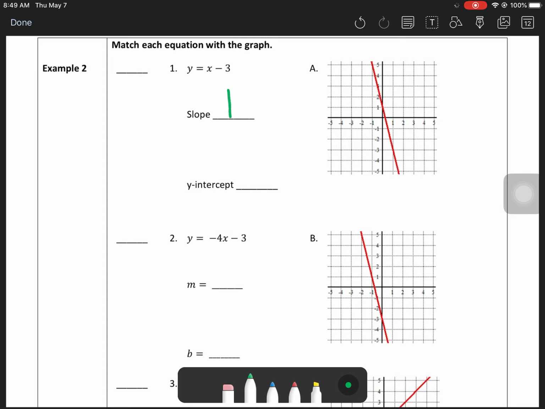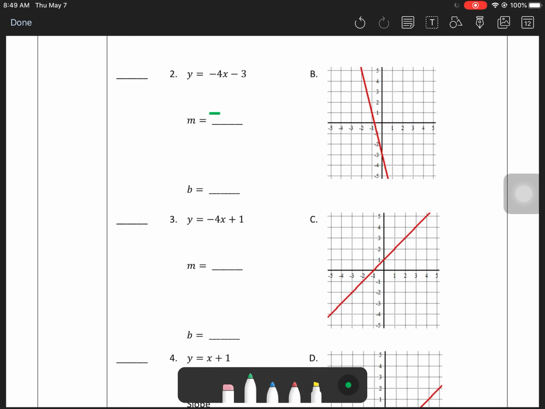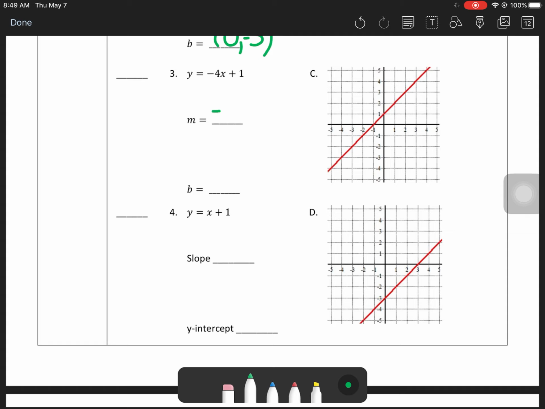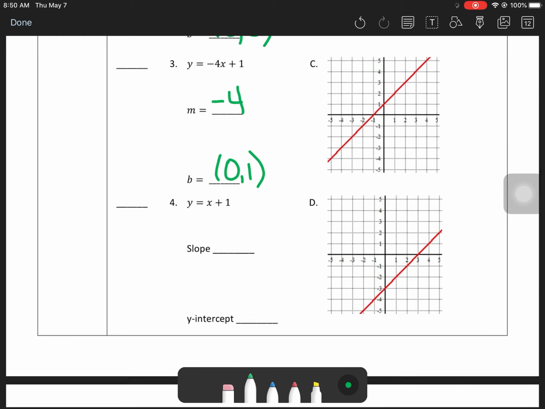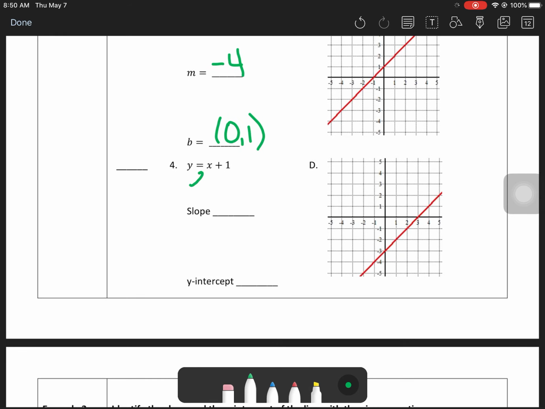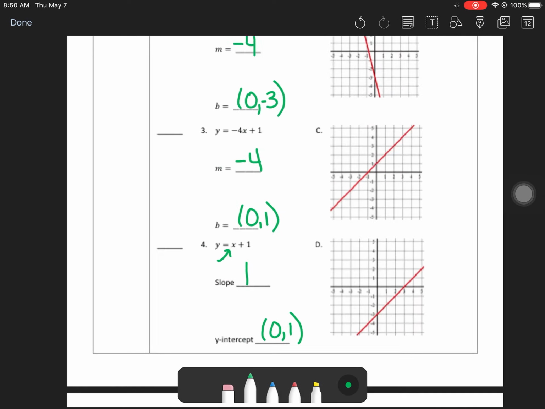Okay, so in our next example, we're going to find our slope on all of these. So our slope is 1, and our y-intercept is at -3. In our next example, our slope is -4, and our y-intercept is at -3. In our next example, our slope is -4, and our y-intercept is at 1. And in our last example, the number in front of the x that's not written is 1, and our y-intercept is at 1.